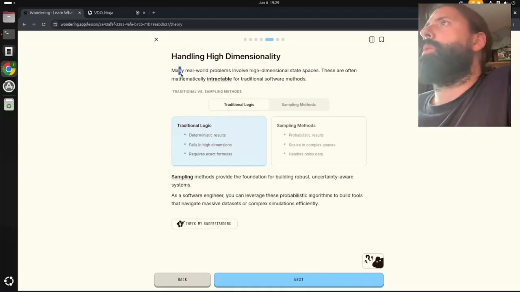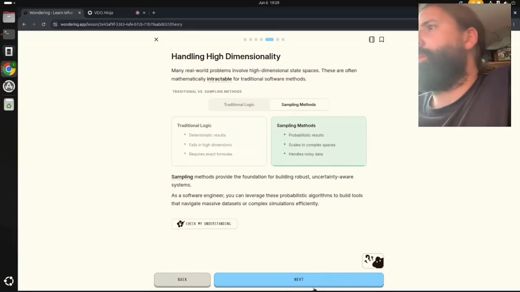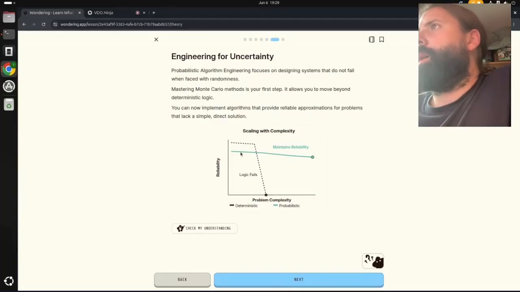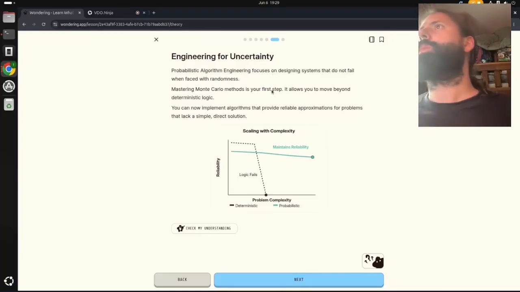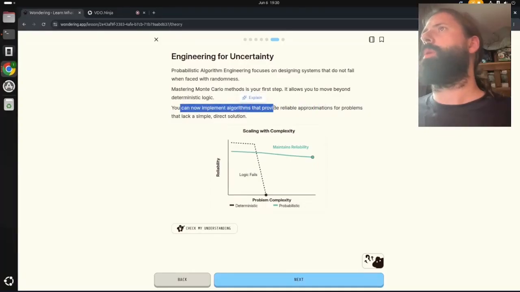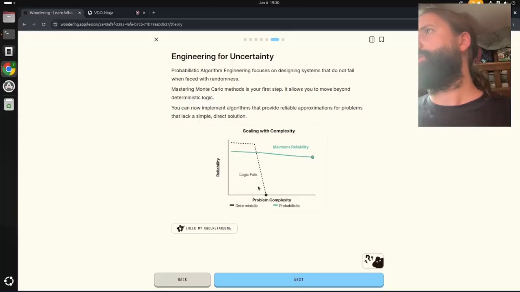Handling high dimensionality, intractable, traditional logic, deterministic, sampling, probabilistic results, scales to complex spaces, handles noisy data. Engineering for uncertainty, probabilistic algorithm engineering focuses on designing systems that do not fail when faced with randomness. Mastering Monte Carlo methods is your first step, which allows you to move beyond deterministic logic and employ algorithms that provide reliable approximations of problems that lack a simple direct solution. Problem complexity, logic fails, maintains reliability.